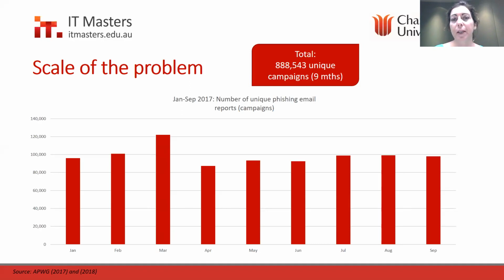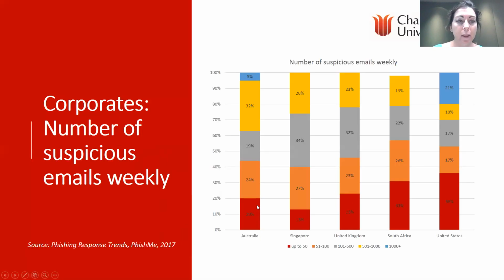So essentially what they've said is 888,543 unique campaigns over those 9 months. So that just gives you a little bit of an idea of the phishing email reports. There was another report, and these are all in your references if you want to go have a look at the actual reports as well.